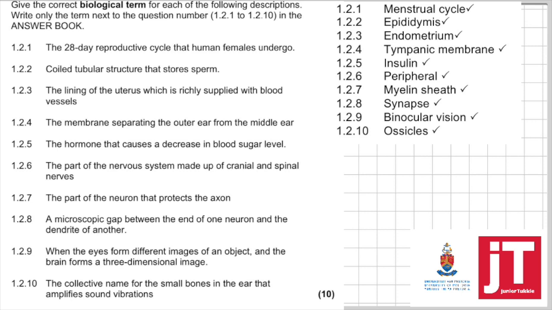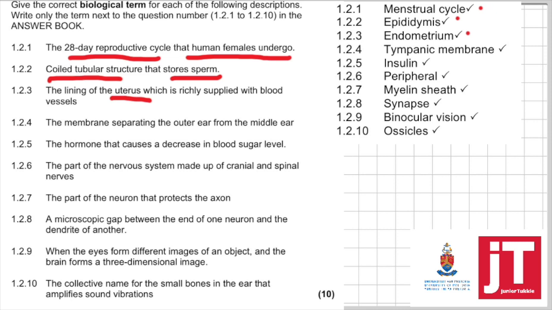1.2.1. The 28-day reproductive cycle that human females undergo. The 28-day reproductive cycle, that of course is the menstrual cycle. 1.2.2. The coiled tubular structure that stores sperm, that is the epididymis. Make sure you spell the epididymis correct. 1.2.3. The lining of the uterus, which is supplied with blood vessels. A lining of the uterus, that can only be the endometrium lining.